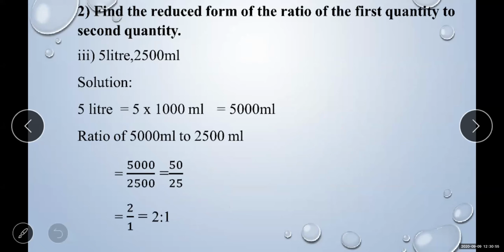Likewise, the other sums are there. And one important thing: some questions from the exercises of this chapter are deleted. I hope you all know that, because the reduced portion is already given to you. Just reply, do you know that?